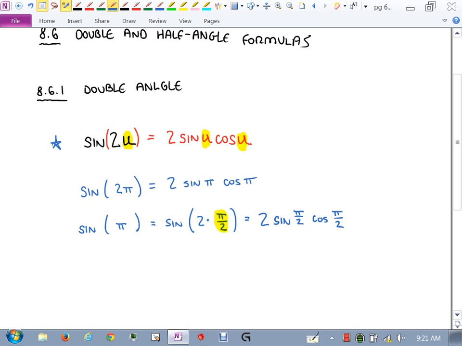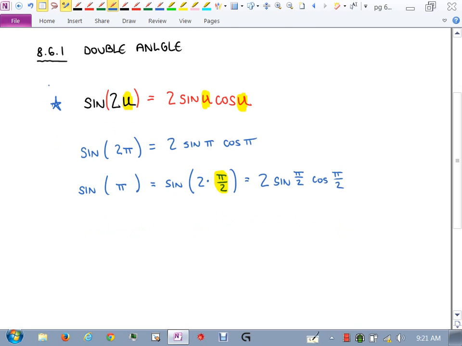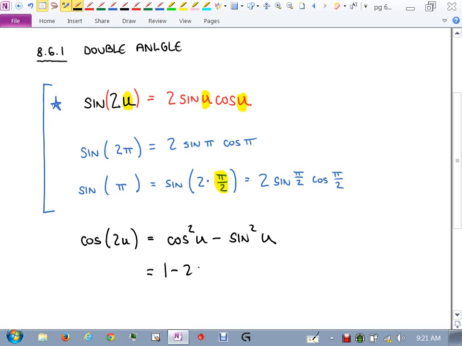And now for cosine, there's only one formula for sine 2u. For cosine 2u, look on your formula sheet. Aren't there 3 formulas? Do y'all see that there? One of them is cosine squared u minus sine squared u. Another option is 1 minus 2 sine squared u. And another option is 2 cosine squared u minus 1.